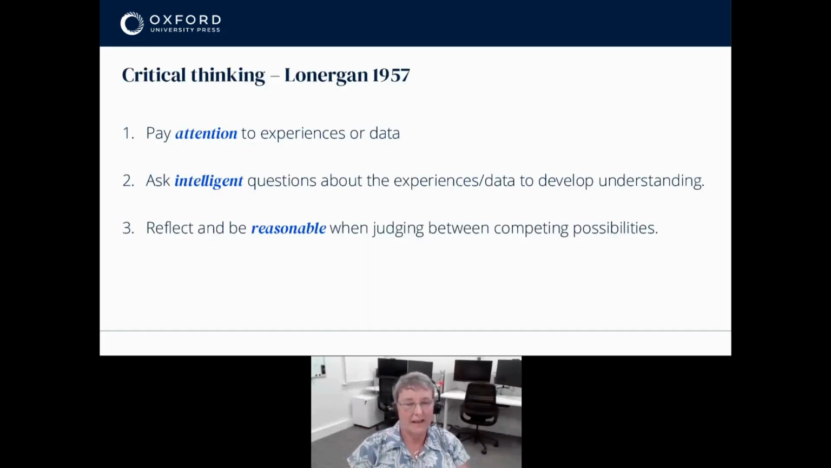Critical thinking as a concept goes right back to 1957, when one of the most instrumental papers was published. It identified three key aspects where we want people to pay attention to what's happening around them: observations and data. So you've got to pay attention, you've got to notice what's happening. Then you've got to ask intelligent questions about it, and there's various definitions of what is intelligent. But also there is a strong element of reflecting and being reasonable when making judgments. And this feeds into some of the later examples of it.